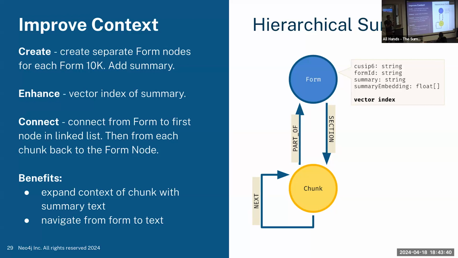And then in the graph, just recreate the structures so that from each of the chunks, you can get to the parent. Here there's a parent relationship, and the section relationship points to the head of the list. So if you're navigating from the form back down to the chunks, you can get to the head and go through it. And along the way, this is a great opportunity to do a text summary. Take all those chunks, run a summary through the LLM, store that with a vector embedding on the form.